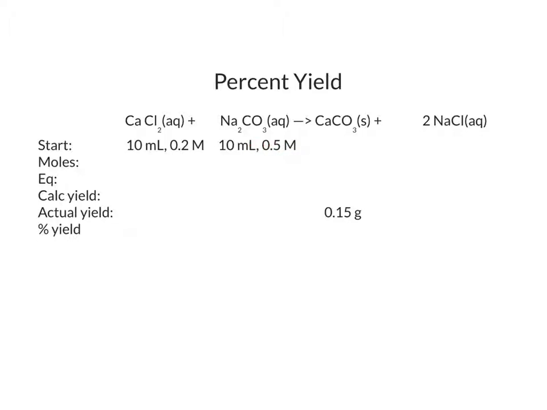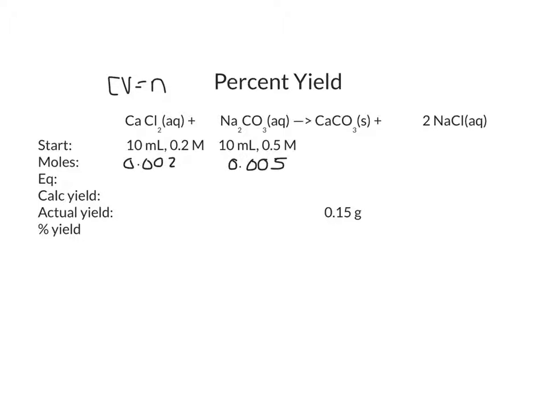And the way to start that is always to calculate the number of moles that I have available in my starting materials. Because I have volumes and concentrations, I'm going to take concentration times volume to give me number of moles. 10 milliliters is 0.01 liters times 0.2 molar is going to give me 0.002 moles of the calcium chloride. And I can do a similar thing with sodium carbonate, and so I have 0.005 moles of the sodium carbonate.